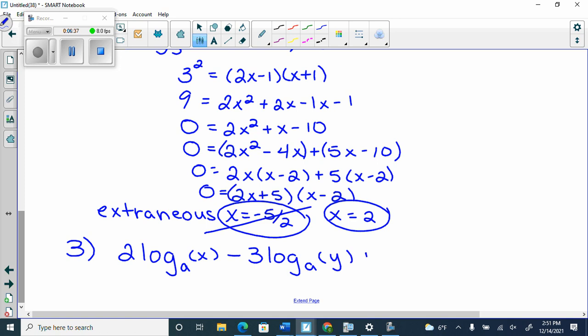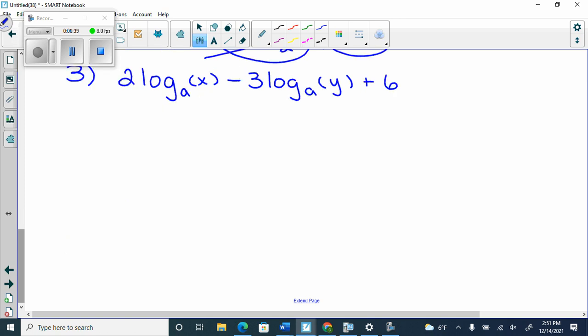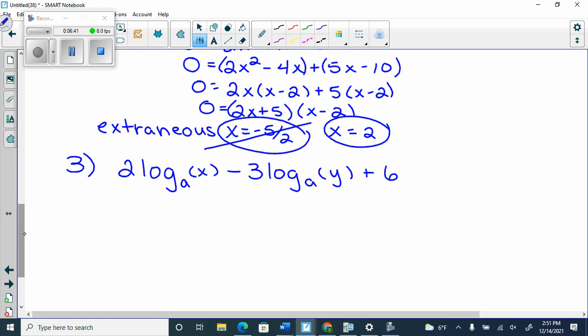Of y plus 6. What I often get as a multiple choice or written response answer is people will remember to bring the 2 up, and remember to bring the 3 up. And then I get the answer: log base A of x squared over y cubed plus 6. Which is lovely. However, that's not a single log. That's a log with a number floating at the back, which is not a single log.